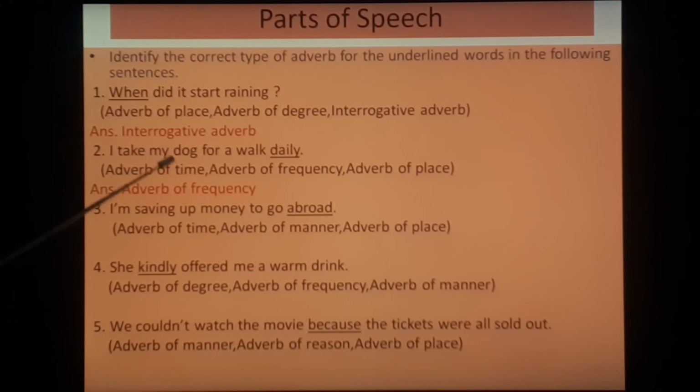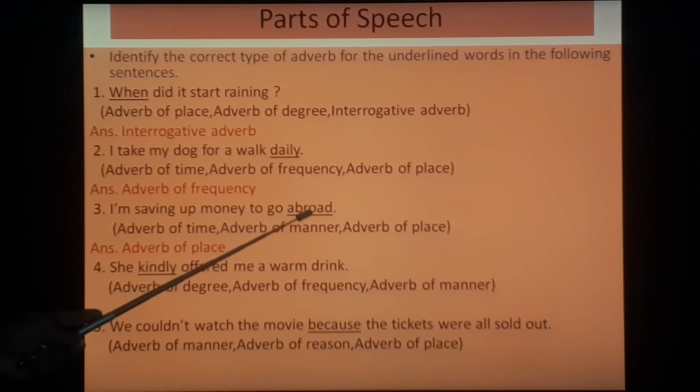Second, I take my dog for a walk daily. So daily, that is the underlined part and this shows adverb of frequency. Third, I am saving up money to go abroad. Abroad, that is the underlined part, and this shows place. That is why adverb of place is the correct answer.